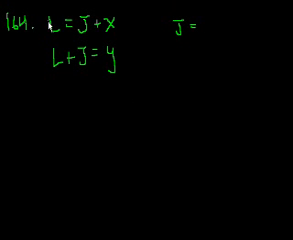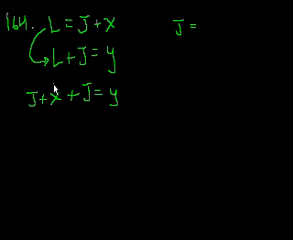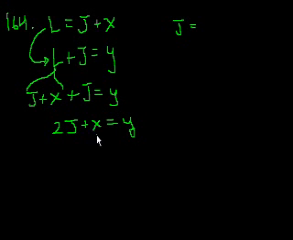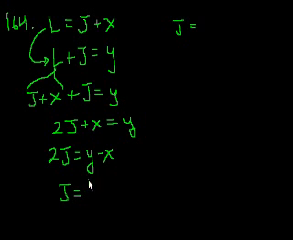So let's take this L and substitute it here so that we have an equation that just has J's, X's, and Y's in it. So if L is equal to J plus X, we can substitute. So we get J plus X instead of L, plus J is equal to Y. And you have 2J plus X is equal to Y. Subtract X from both sides. 2J is equal to Y minus X. Then we get J is equal to Y minus X over 2. And that is choice A.